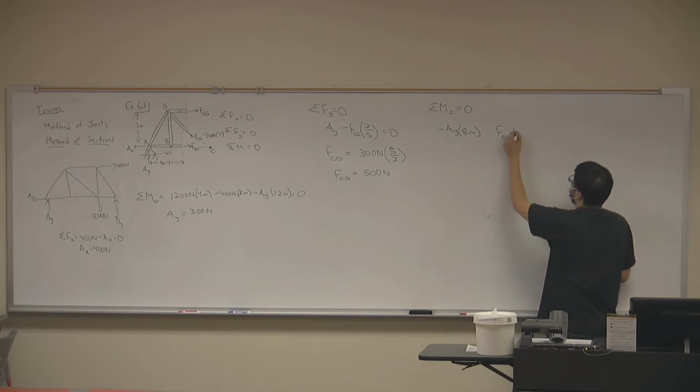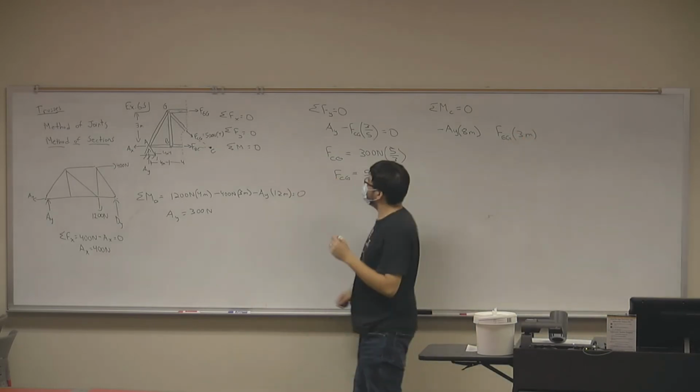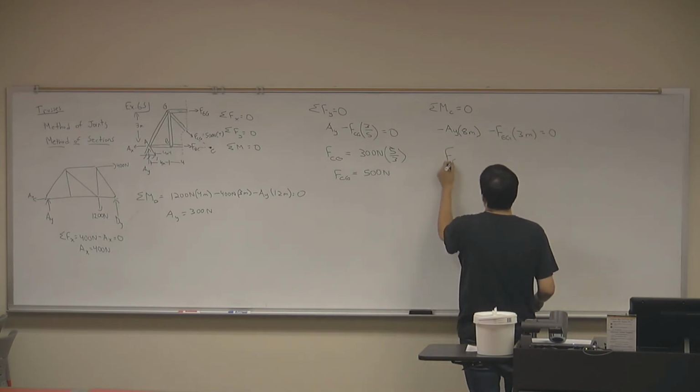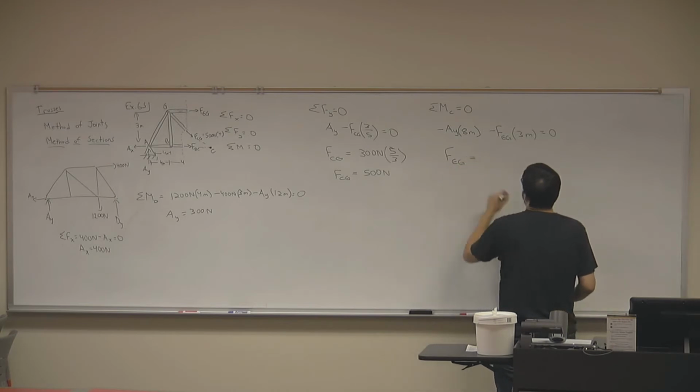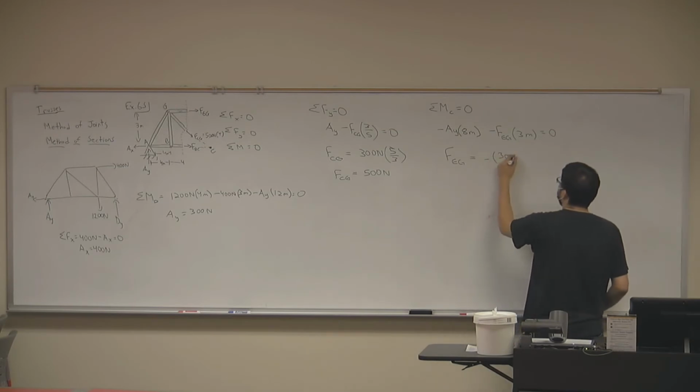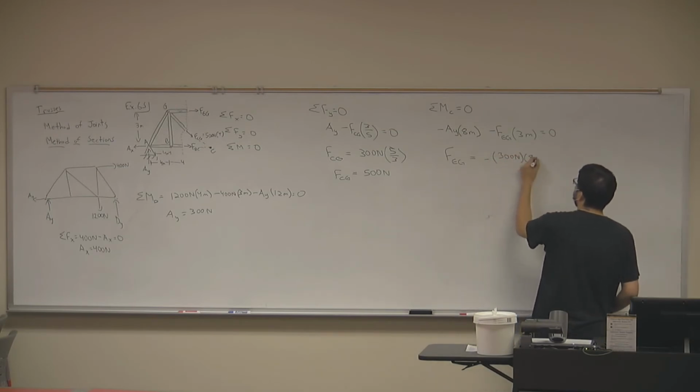Is that a positive moment or a negative moment, just based on our assumption? Negative. This tells me that FEG equals negative AY, which was 300 newtons, times 8 meters, divided by 3 meters.